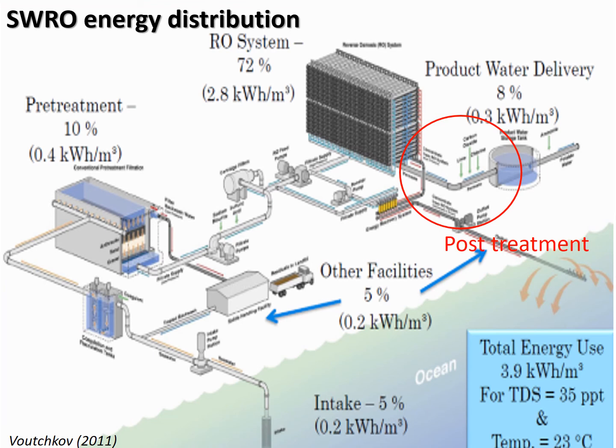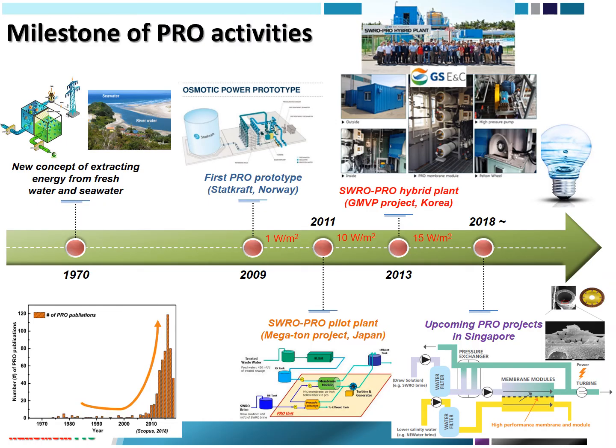So that's the pre-treatment. Last but not least, post-treatment. Although the overall energy distribution is relatively small, 0.3 kilowatt hour per cubic meter, still around 0.1 kilowatt hour per cubic meter saving will save a lot of cost. That's the reason why we look at this potential.